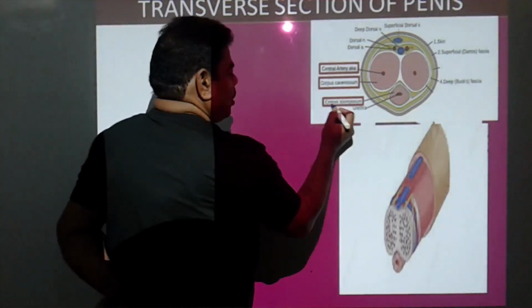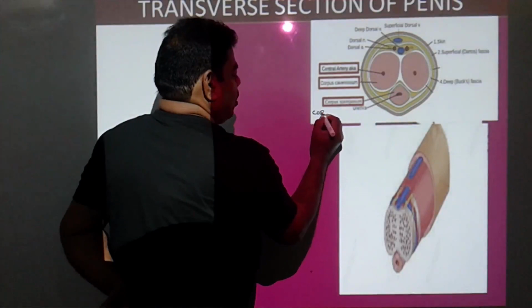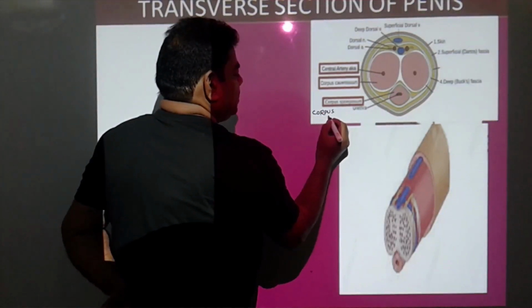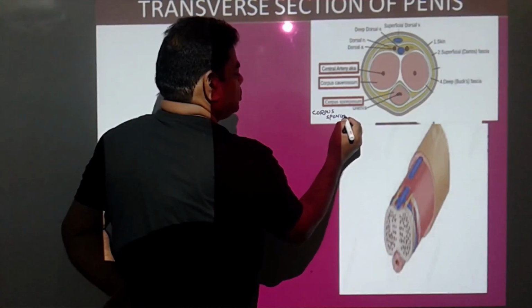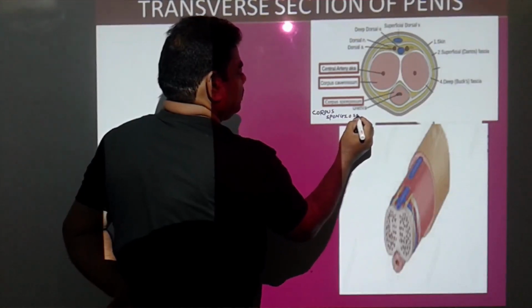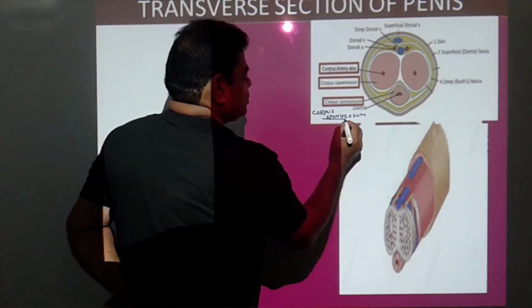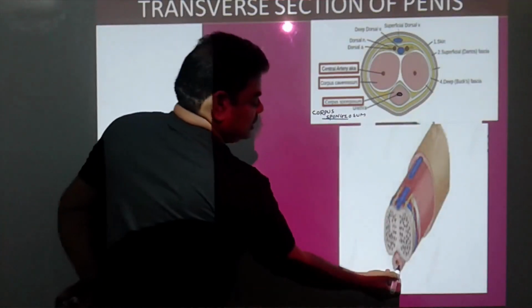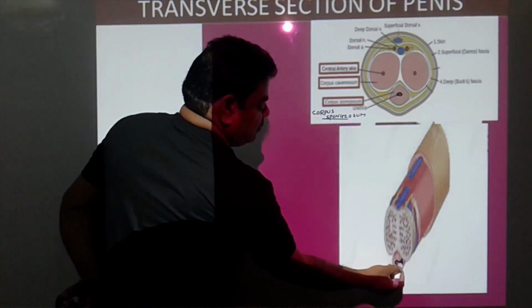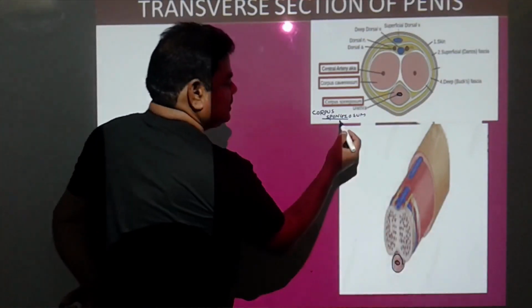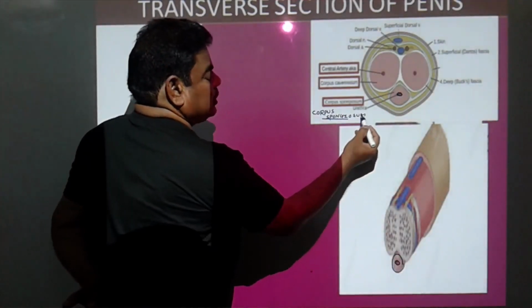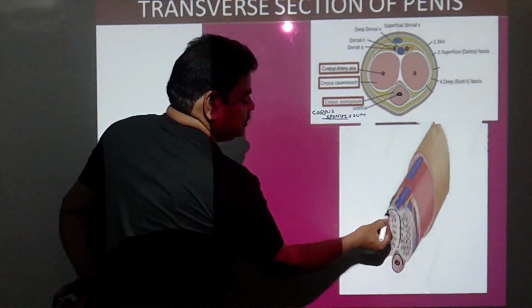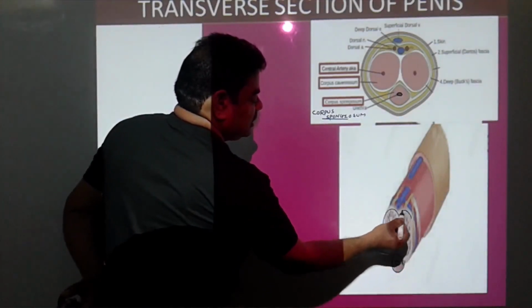This is corpus spongiosum, meaning these tissues are spongy in nature. This one is the urethra. Surrounded by this tissue, that tissue we call the corpus spongiosum. And these are the tissues which are present in the penis.